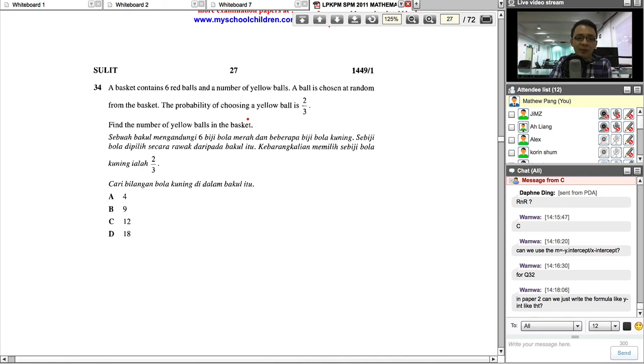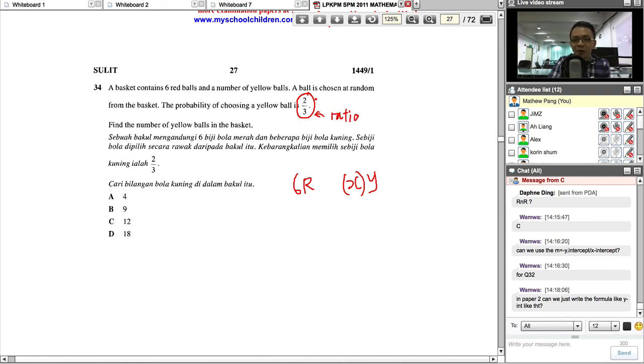Okay, this one is probability. A basket contains 6 red balls and a number, I do not know, of yellow balls. Okay, this is the number of yellow balls. A ball is chosen at random from the basket. So the probability of choosing the yellow ball is 2 over 3. So over here I got red and yellow. So over here, probability is the same thing. This one is not the actual value of how many balls it has, it's a ratio.